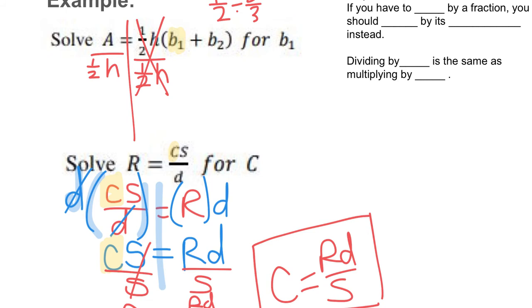If you are rearranging one of these and you end up with a fraction on the bottom of a fraction, you have to do KFC. You have to actually multiply by the reciprocal instead. So if you have to divide by a fraction, you should multiply by its reciprocal. That means dividing by 2/3 would be the same thing as multiplying by 3/2.